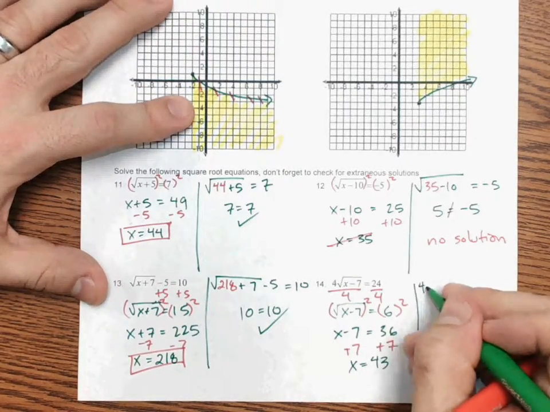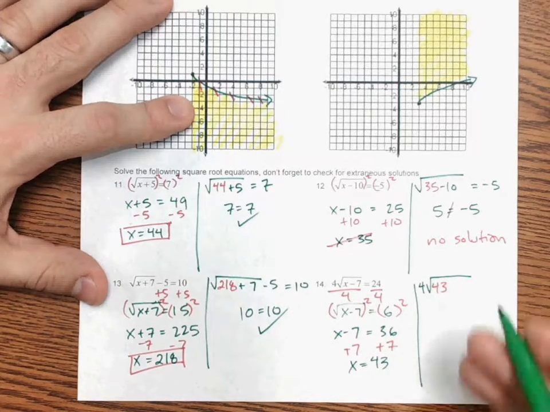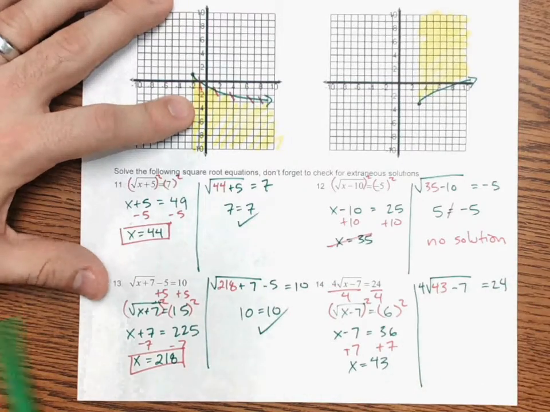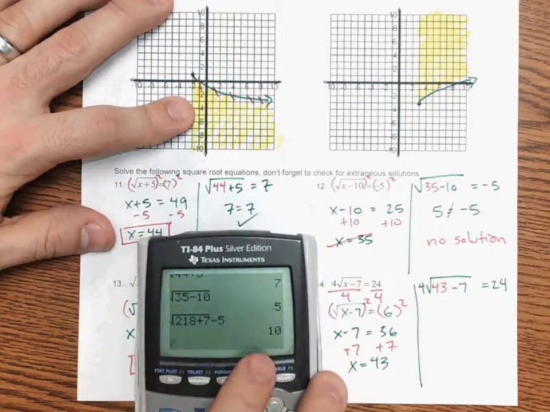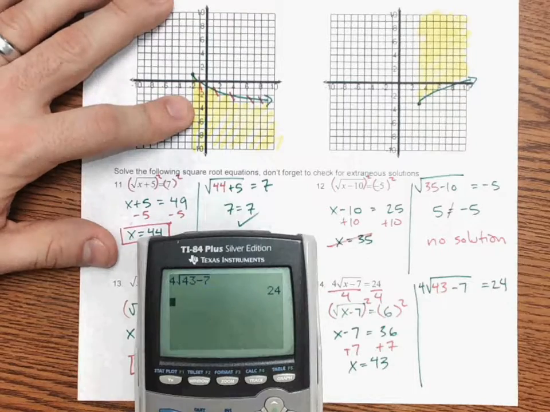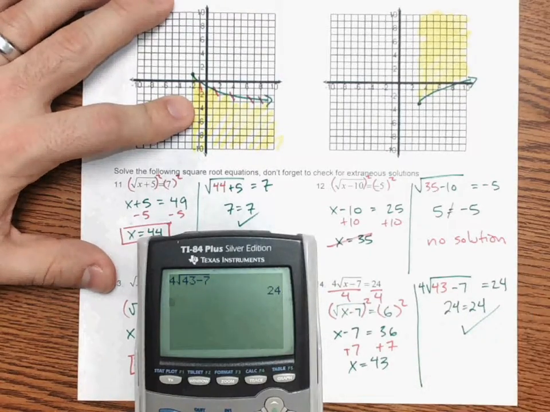Plug that back into the original equation to check. Plug that left side into the calculator. Oops, I did the same thing you guys did today. We're going to say 4 square root 43 minus 7 equals 24, which is a true statement, and 43 is your answer.